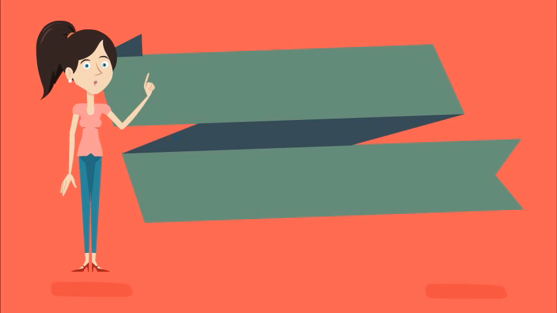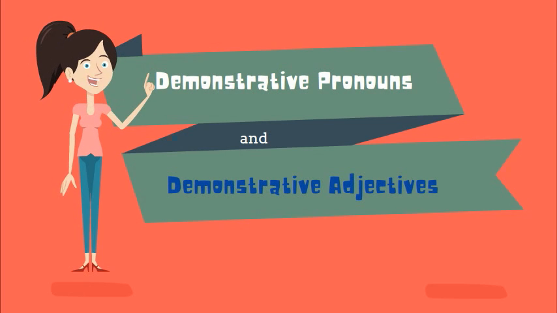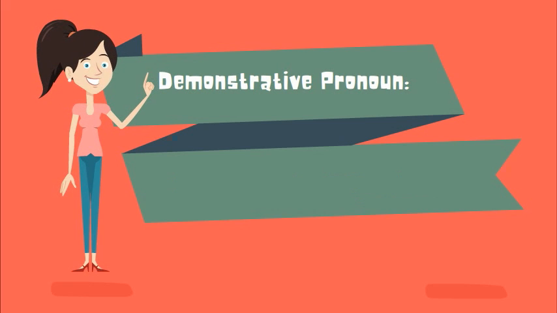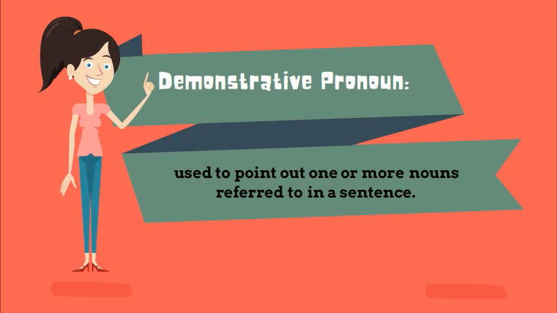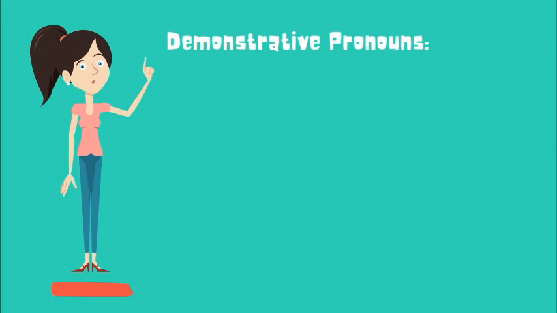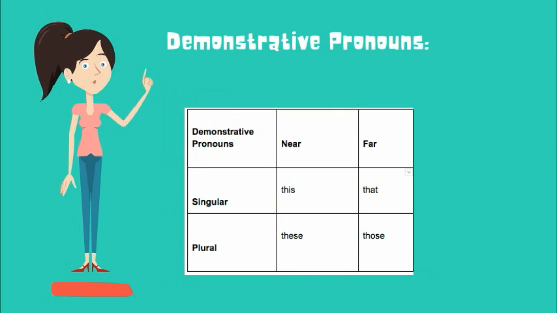This tutorial will explain how to distinguish between demonstrative pronouns and demonstrative adjectives. A demonstrative pronoun is used to point out one or more nouns referred to in a sentence. There are 4 pronouns that you will need to remember: this, that, these, and those. Let's take a look at how demonstrative pronouns work.